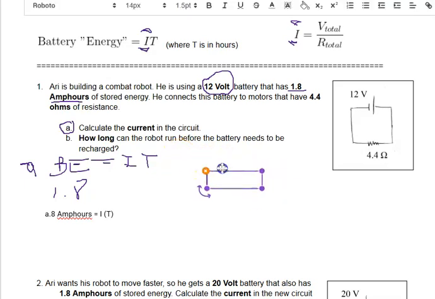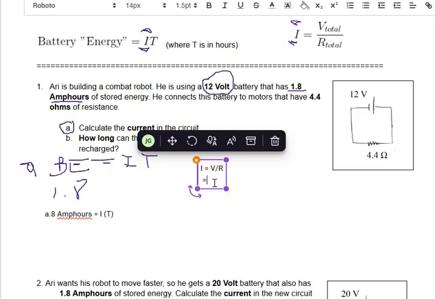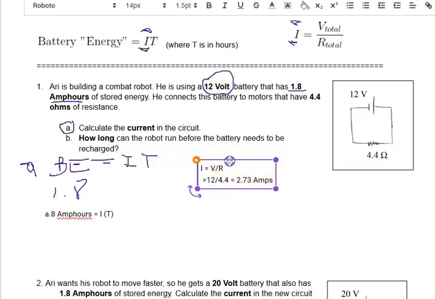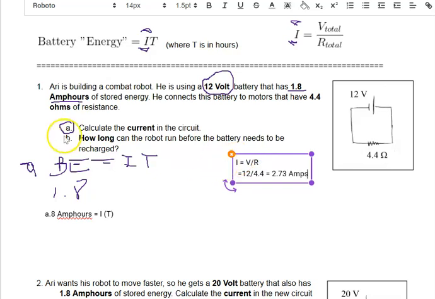So we have I equals V over R, and we know the voltage is 12 and the resistance is 4.4, and that gives us 2.73 amps of current. Yay. Okay, so that is A.